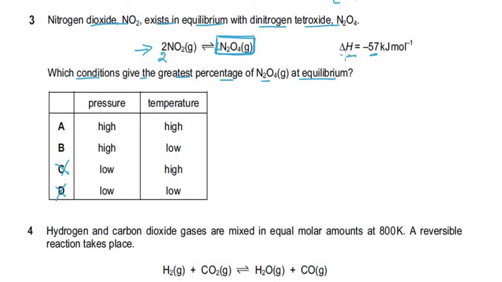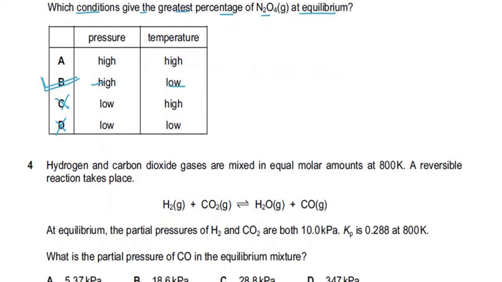Now if you look at the delta H value, which is exothermic, that shows that the forward reaction to produce dinitrogen tetroxide is an exothermic reaction. So to increase the yield, we should have a lower temperature. This gives us option B as the correct answer, that is high pressure and low temperature. The fourth MCQ.